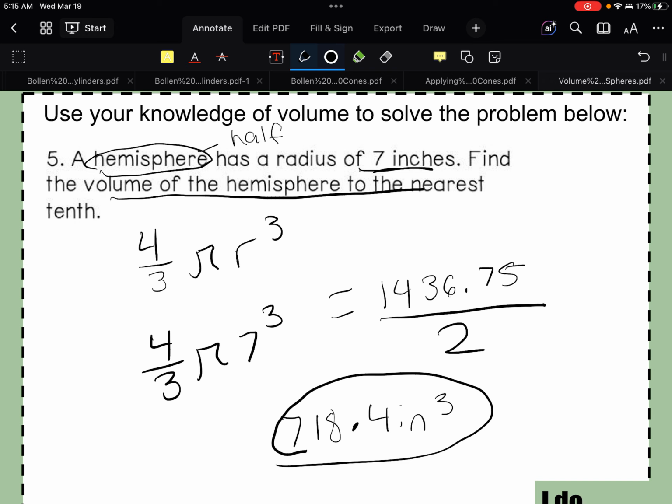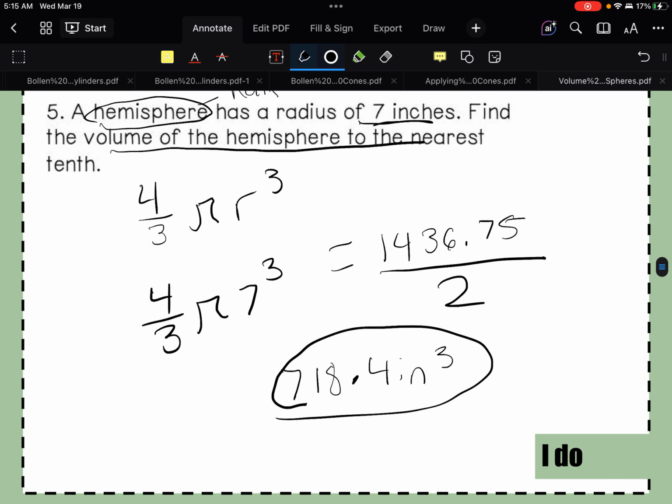For a hemisphere, we follow all the same steps. We just divide it by 2 at the end.